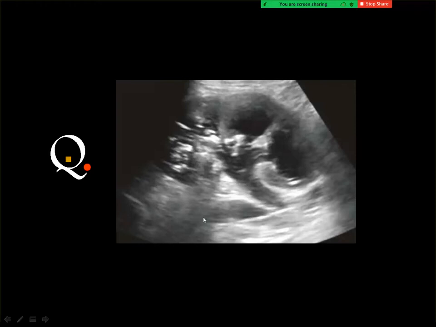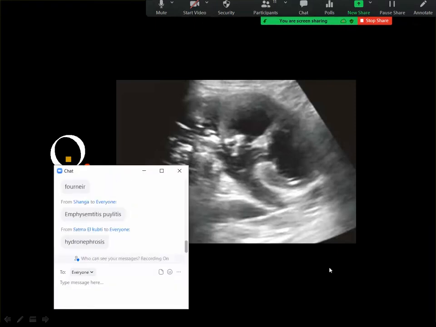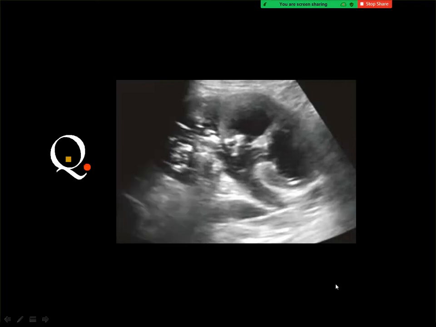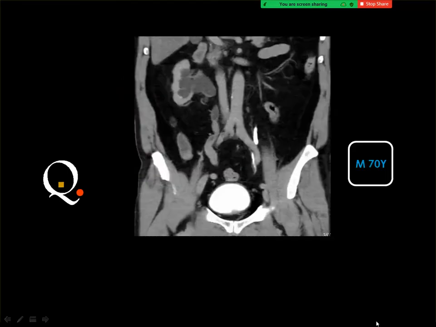The next case is an ultrasound of the kidney. Yes, this is right. Emphysematous pyelonephritis is the right answer because you got some echogenic areas within the collecting system, and these echogenic areas do not have posterior acoustic shadowing to make you think of calculi. Whenever you get this, you think of air or fat, and this is emphysematous pyelonephritis.